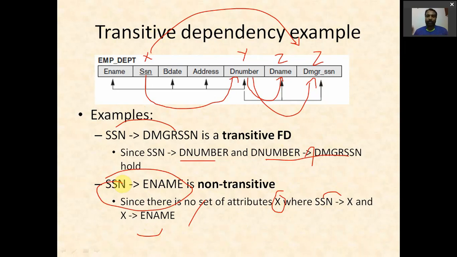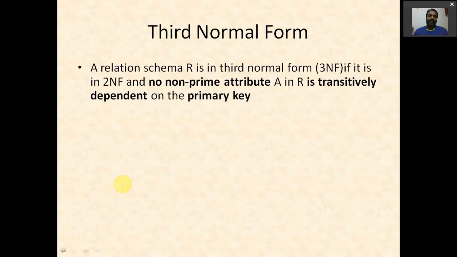Now we will define what third normal form is. Third normal form states that a relation schema R is in third normal form if it is in second normal form, so all the tables should be in second normal form, and also no non-prime attribute in R is transitively dependent on the primary key. So there should not be any transitive dependency on the primary key. So we have to take all non-prime attributes and check whether there is a transitive dependency from the primary key.